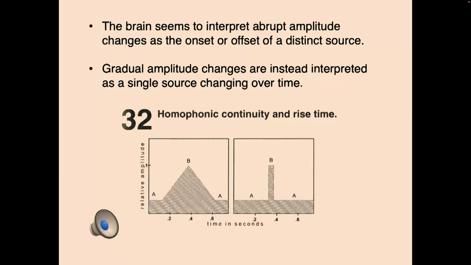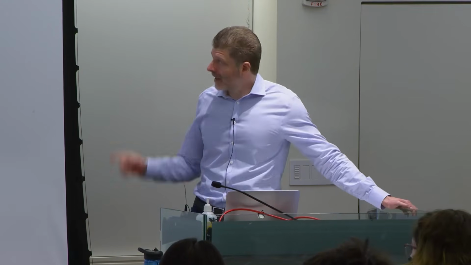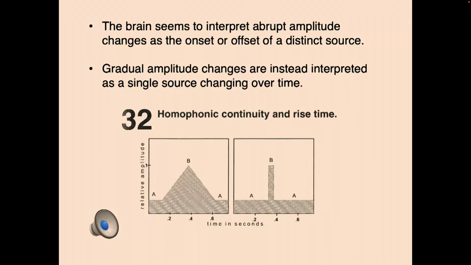All right, so this is an initial classic demonstration that the brain seems to interpret abrupt amplitude changes as the onset or offset of a distinct source in the world. By contrast, gradual amplitude changes are instead interpreted as a single source that changes over time. So this is a super simple demonstration.